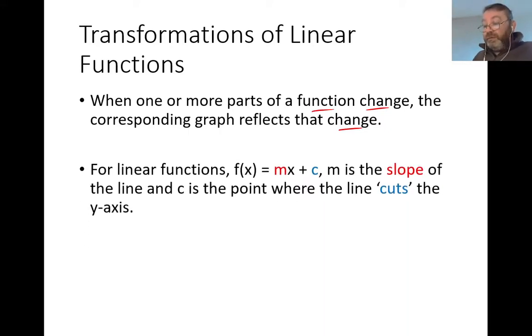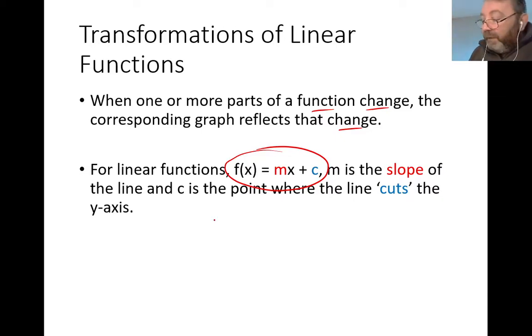For linear functions, f of x equals mx plus c is what we call the slope-intercept form, okay? Now that is perhaps the most useful form of an equation of a line, f of x equals mx plus c, for two reasons. And you can see them highlighted there, one in red and one in blue. The coefficient of x, after you've rearranged your line into this form, will always be the slope of the line. And the final constant c will be where the line cuts the y-axis, okay?